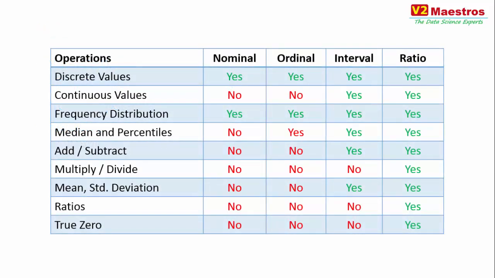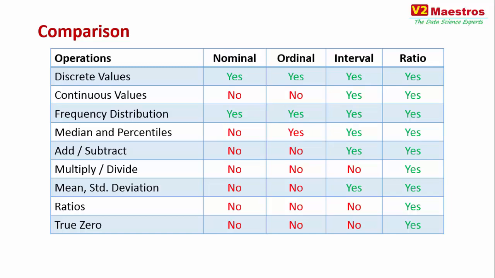So how do they all compare? Here is a nice comparison chart between each of the four types. Discrete values are applicable in all four of them. Continuous values are applicable only in interval and ratio data, because ordinal and nominal are just categories. Frequency distributions, we will see later, are applicable for all of them. Median and percentiles, though, are applicable only for interval, ratio, and ordinal. Sorry for the red being on the yes for ordinal and median and percentiles.